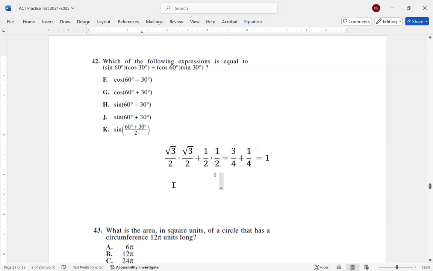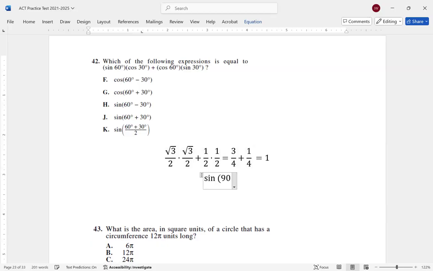Then J gives me sine of 90 degrees, which is 1. So sine of 90 degrees is also 1, and therefore J is the correct answer. K would be sine of 45, which is obviously not 1 either. But sine of 90 degrees is 1 as well. So the answer to question 42 is J.